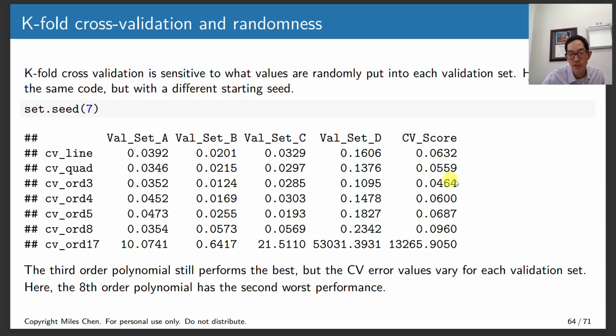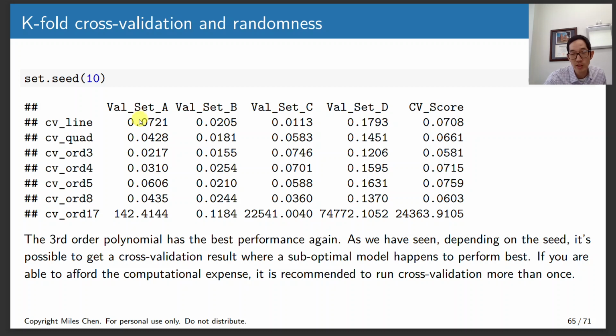Quadratic is 2nd best, and I can try this again using another random seed. With another random seed we get 3rd order polynomial, again performing the best, 0.0581. Here the 8th order is the 2nd best at 0.0603, and then quadratic at 0.0661. Okay, so there is randomness, which is a factor when you do k-fold cross-validation. So if you have the computational expense or budget to do more randomizations, then it's often recommended to do a few of these things.